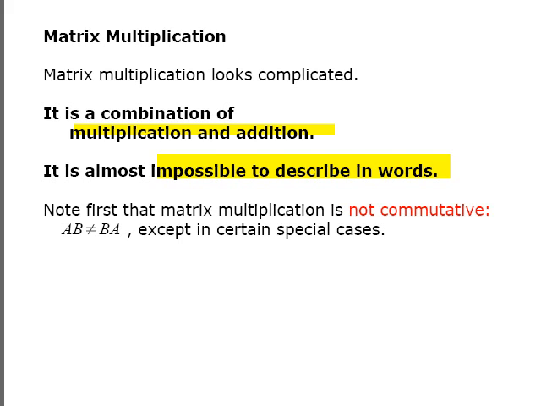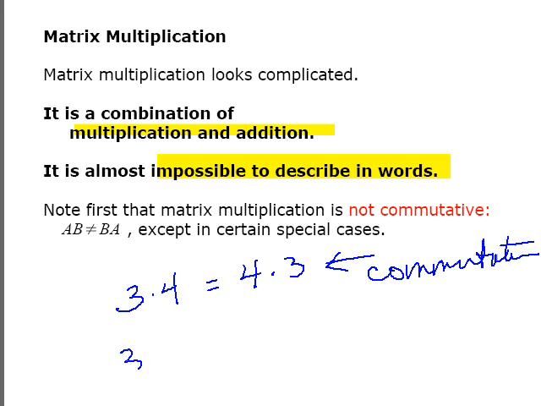First thing I want to point out, though, is that matrix multiplication is not commutative. If I multiply two numbers together, say 3 times 4, I get 12, and that's the same as 4 times 3. This is regular multiplication, and it is commutative. Same with addition. 3 plus 4 is the same as 4 plus 3. Addition is commutative, but matrix multiplication, which is what I've shown here, is not commutative. In fact, even if you can multiply A times B, you might not even be able to multiply B times A. It's possible that it won't be defined for B times A.